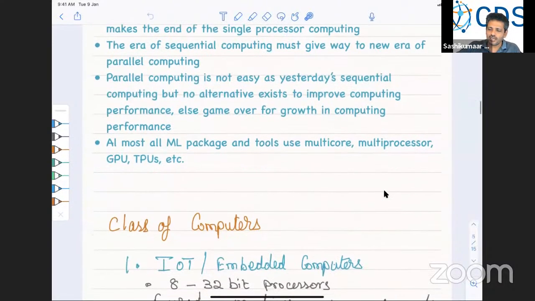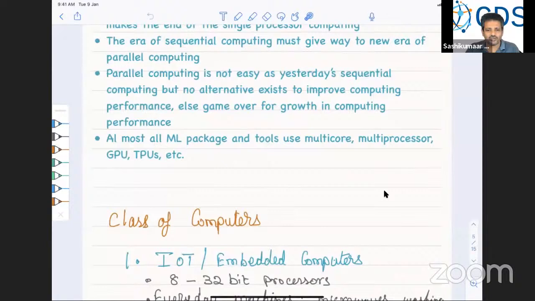So almost all ML packs and tools use multi-core, multiprocessor GPUs and TPUs, and that is the reason why, if you are a data science person, you have no escape. You have to concentrate more on parallel computing as well.